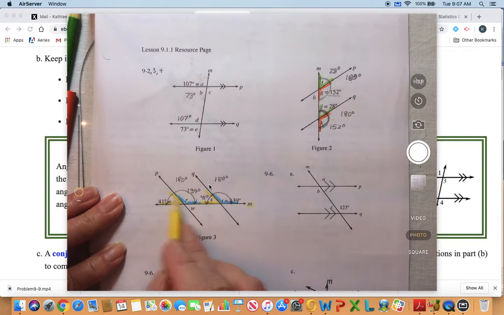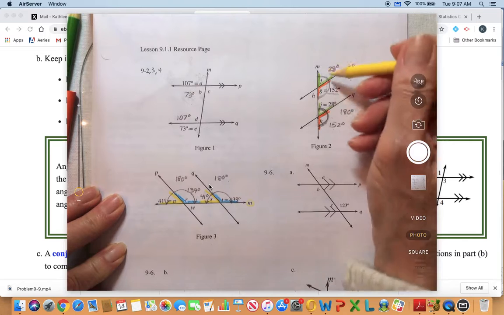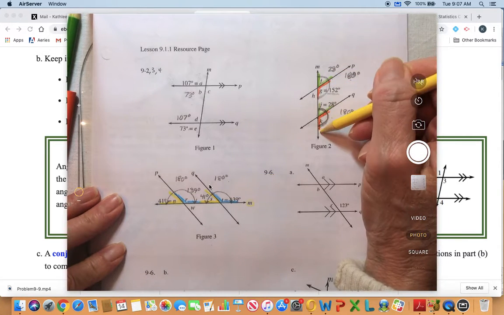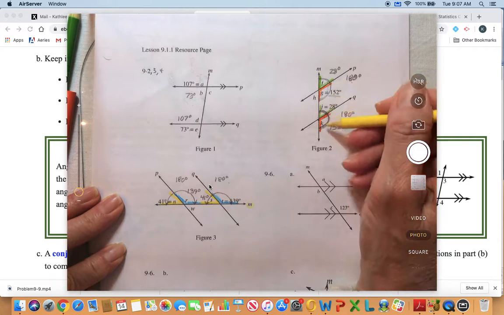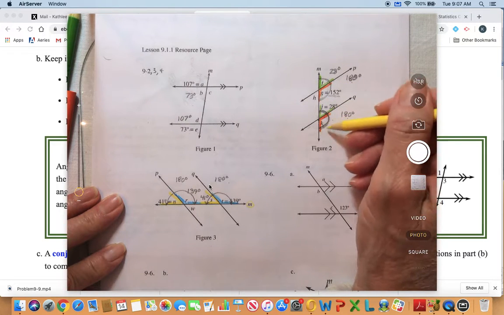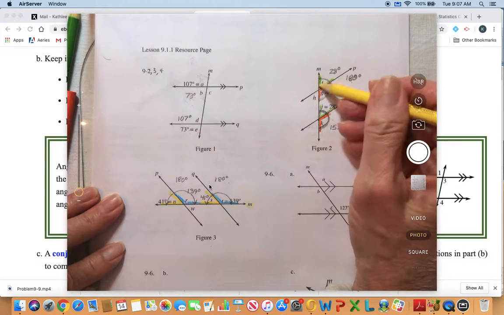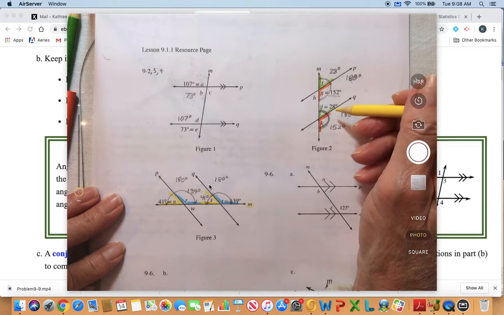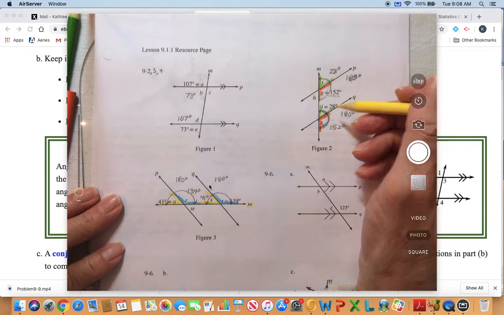So all these angles are on this side. If we look over here, all these angles are on the same side of the transversal, and both angles that we're looking at here, this pair, are below the parallel lines. These two are above the parallel lines. So that is the definition of corresponding angles.